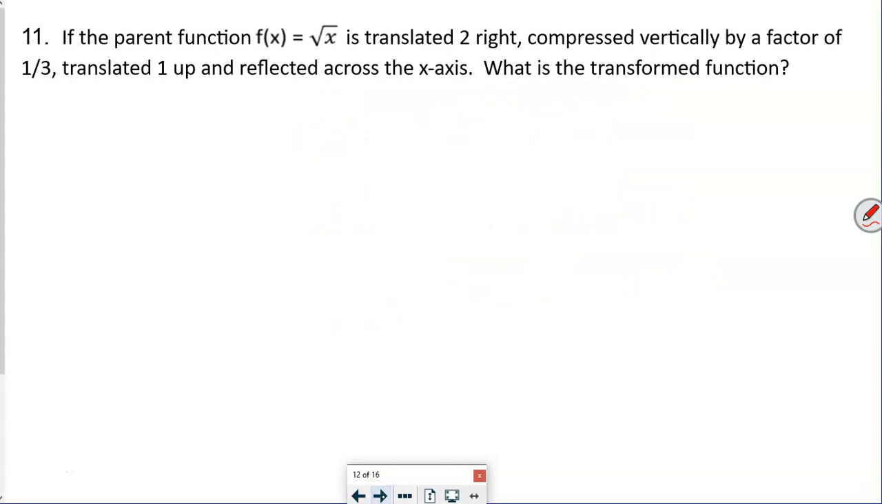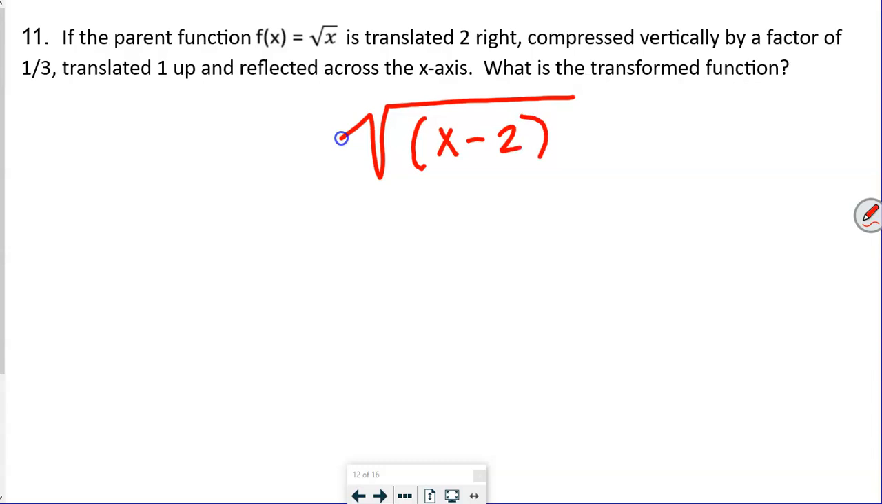So this one says that the parent function f of x equals the square root of x is translated right. So here again, I'm going to put this in the radical, and that's going to be x minus 2, because it's going right, which would be a positive number. Compressed vertically by a factor of 1/3. So this would be out here, compressed vertically, and translated up 1. And then reflected across the x-axis. Remember, if A is negative, then that is a reflection across the x-axis, okay? So that is the function with all of those transformations.